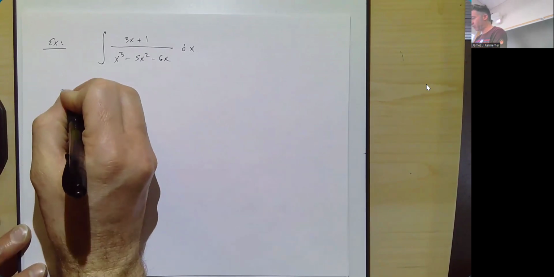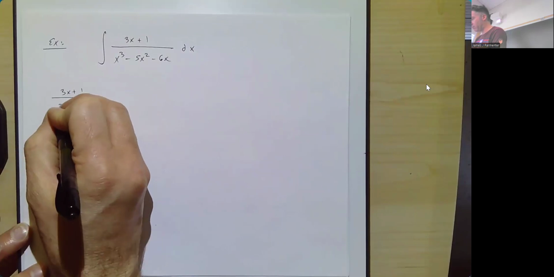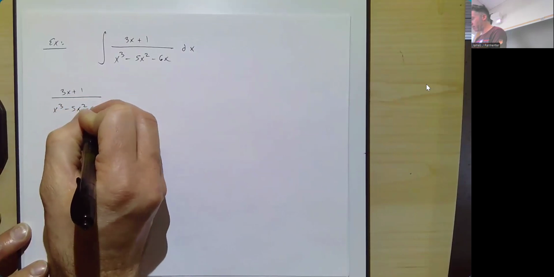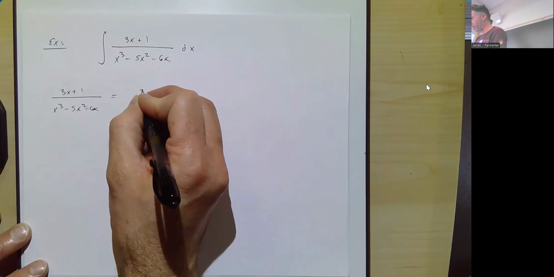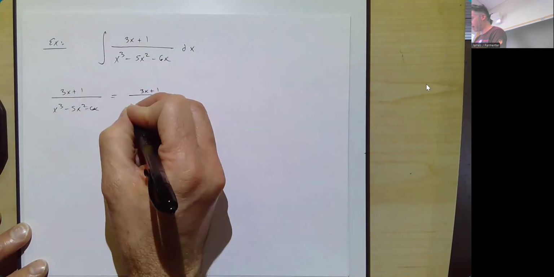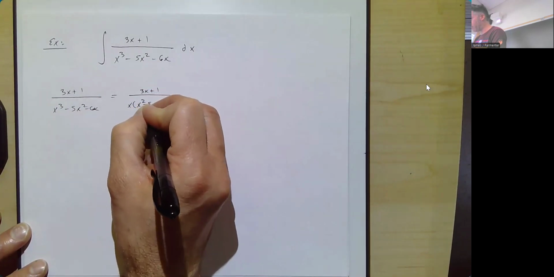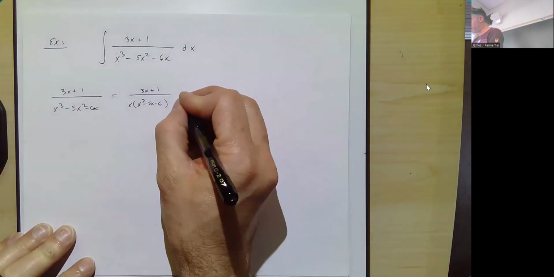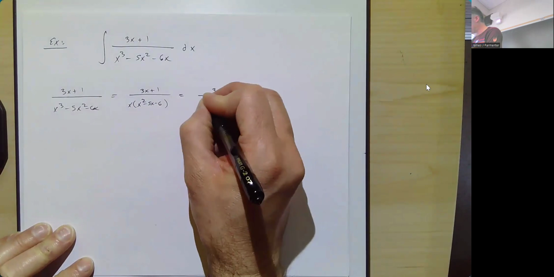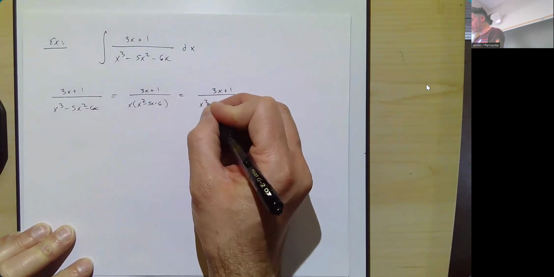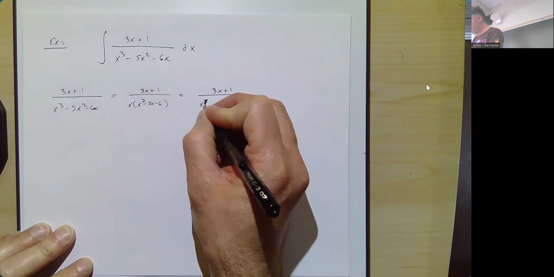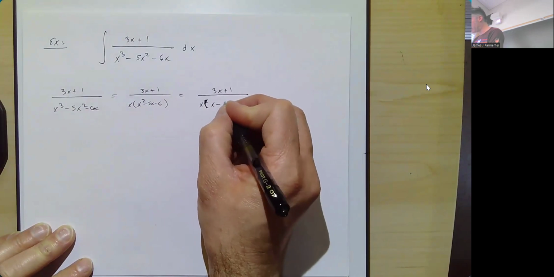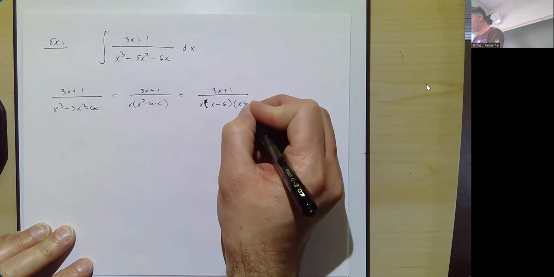So looking at a partial fraction decomposition, x cubed minus 5x squared minus 6x, I can rewrite as x times x squared minus 5x minus 6. Technically, you factored it, but you have to factor it as much as you possibly can. So factoring that further, x squared minus 5x minus 6 does factor as x minus 6 times x plus 1.